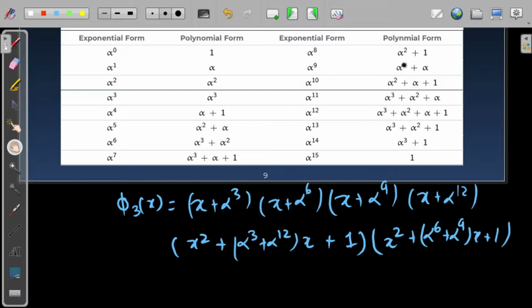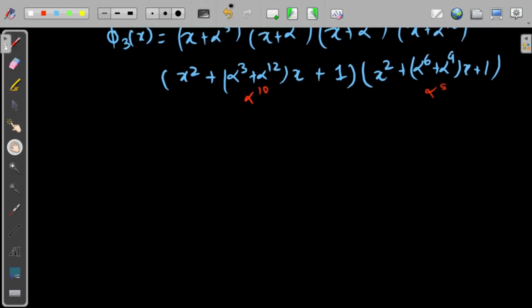So alpha cube is going to get cancelled, and I will end up with alpha square plus alpha, and alpha square plus alpha is actually equal to alpha to the power 5. So here I got alpha to the power 10, here I got alpha to the power 5. Okay, so this is alpha to the power 10 and this is alpha to the power 5. So our next step will be to simplify this polynomial.